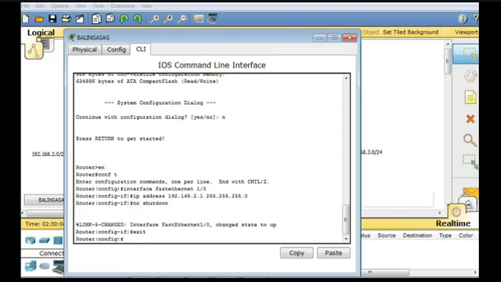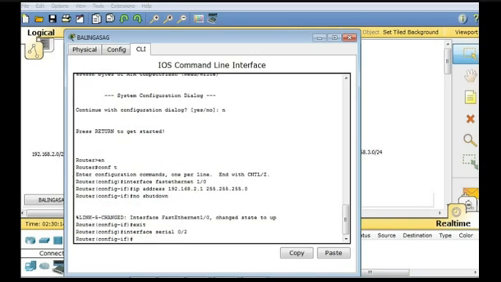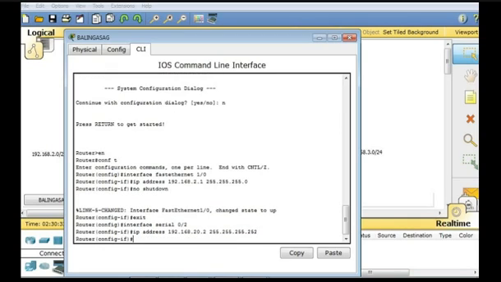Next is the serial 0/2. And the IP address 192.168.20.2. The subnet mask 255.255.255.252. No shutdown, then exit.